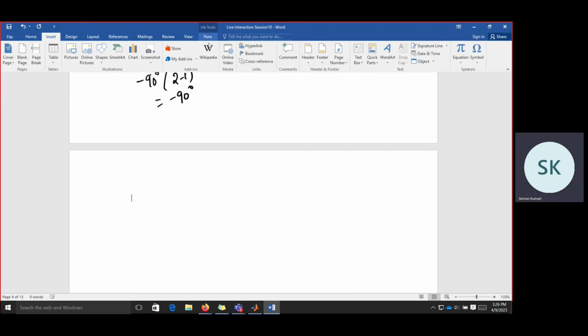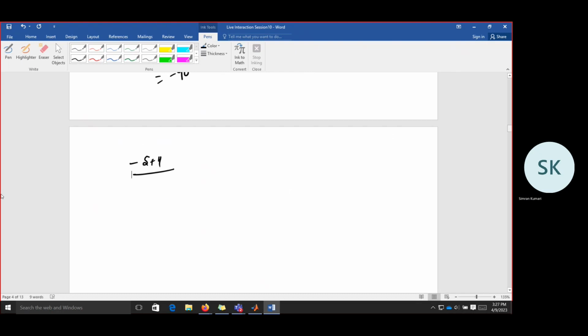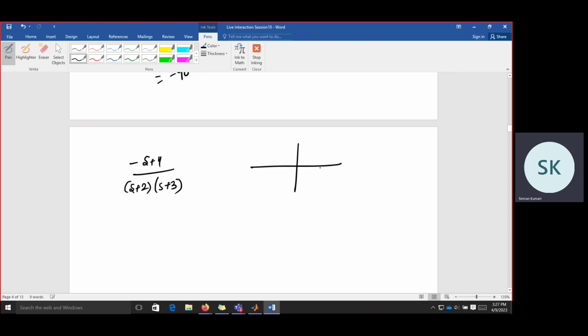Okay, so for this one, there is a system (minus s plus 4) by (s plus 4)(s plus 3). If we see the pole plot, not the root locus, basically the pole plot, we have one zero at 4, and then we have two poles at minus 2 and minus 3.